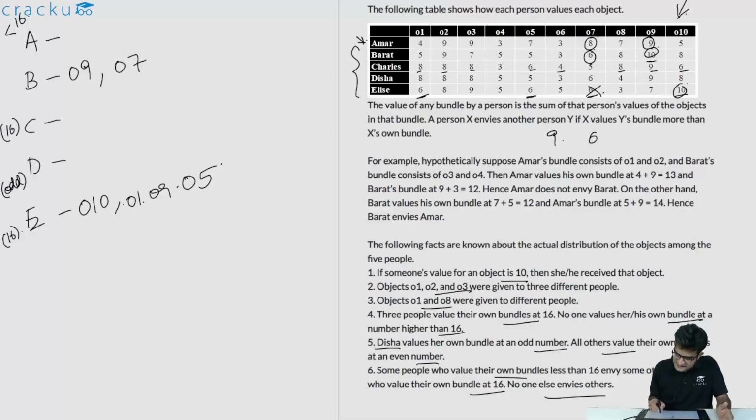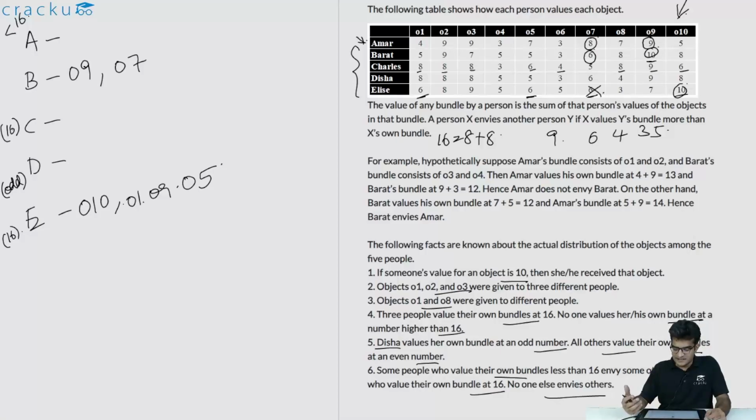It cannot be a 6 because then 6 plus the other number has to be 10, but Charles doesn't value any object as 10. It cannot be 4 because the other object has to be 12. It cannot be 3 or 5 for the same reason because you need 13 and 11. That also is not happening. This would imply that Charles is definitely getting his 16 as 8 plus 8.